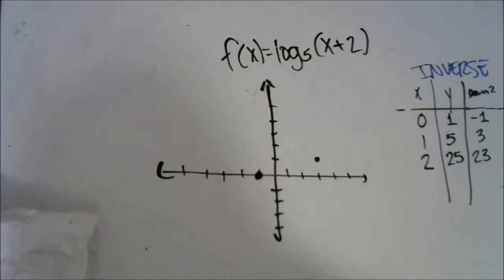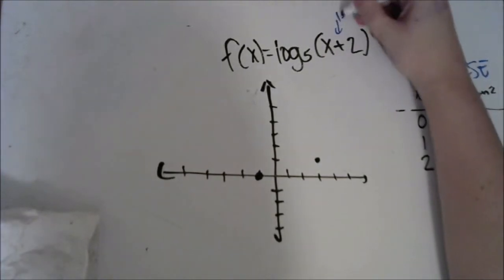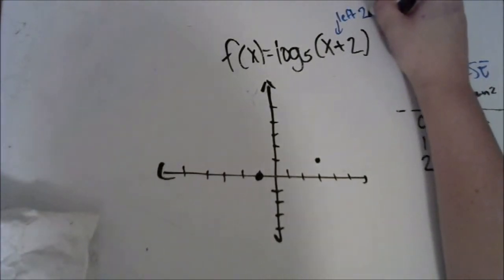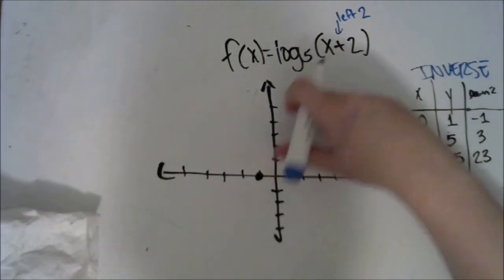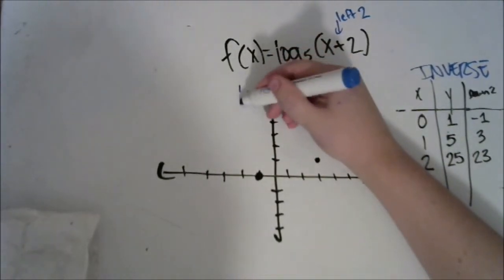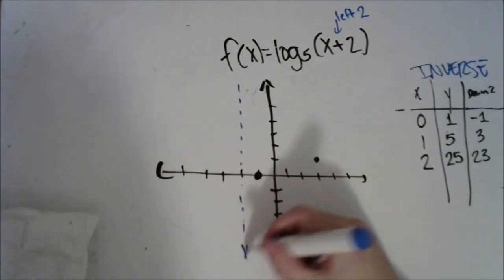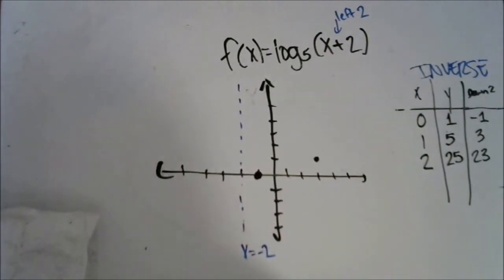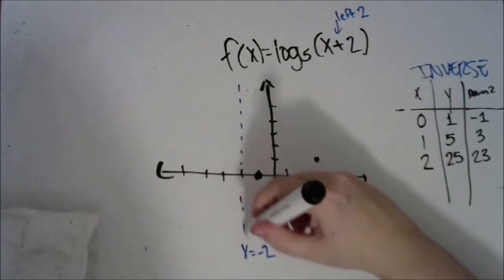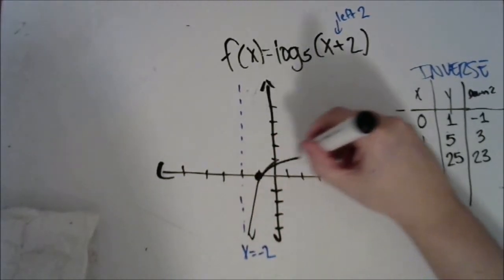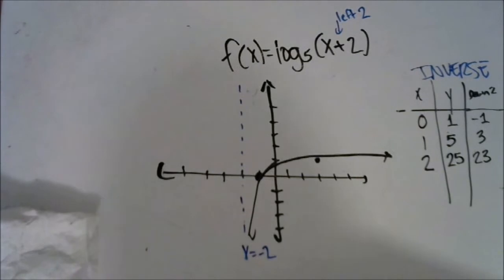Where's the asymptote to this function? This is left 2. And if you take your y-axis and you shift it to the left 2, you find that the asymptote is over here at x equals negative 2. And there's the graph of our logarithm.